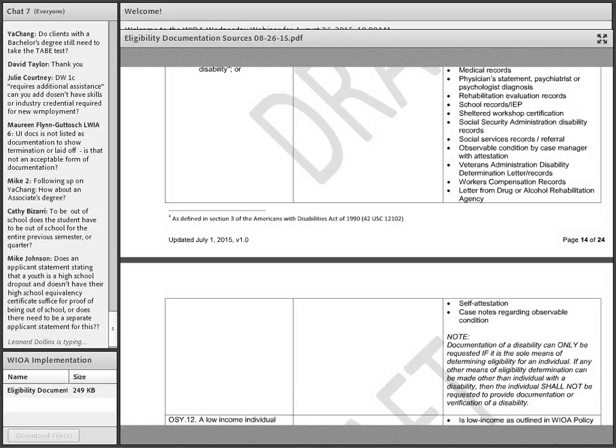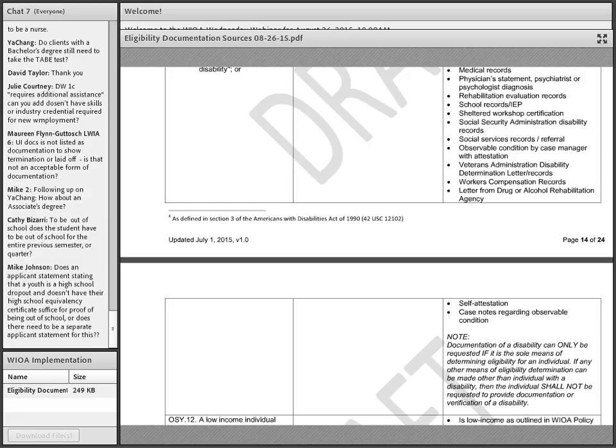That answer your question? No, because I'm on page 14, which continues on page 15, and it says self-attestation, case notes regarding observable condition. Right. Remember, those are the bottom level, as we state in the header of all of these groups of populations for the programs. Self-attestation and case notes would be the last resort to providing documentation. Well, you need the documentation.